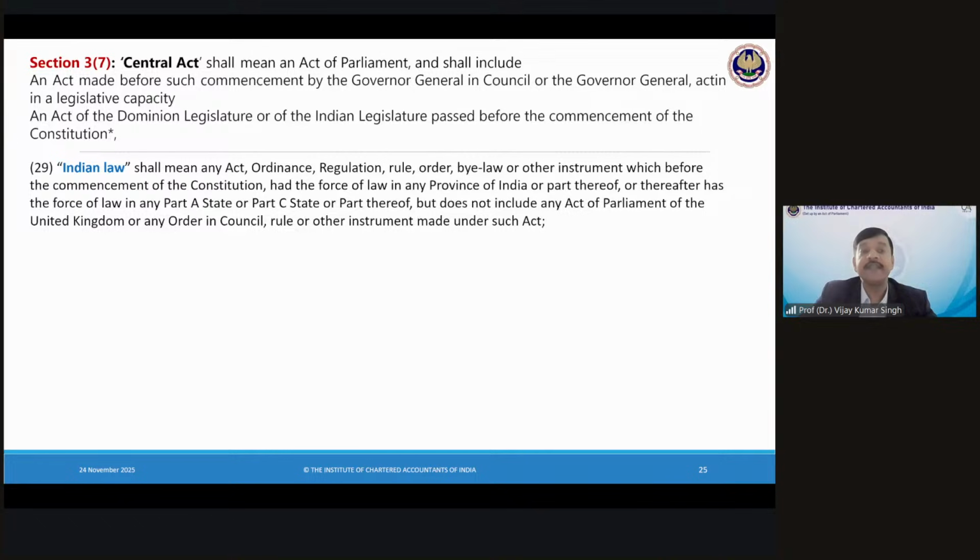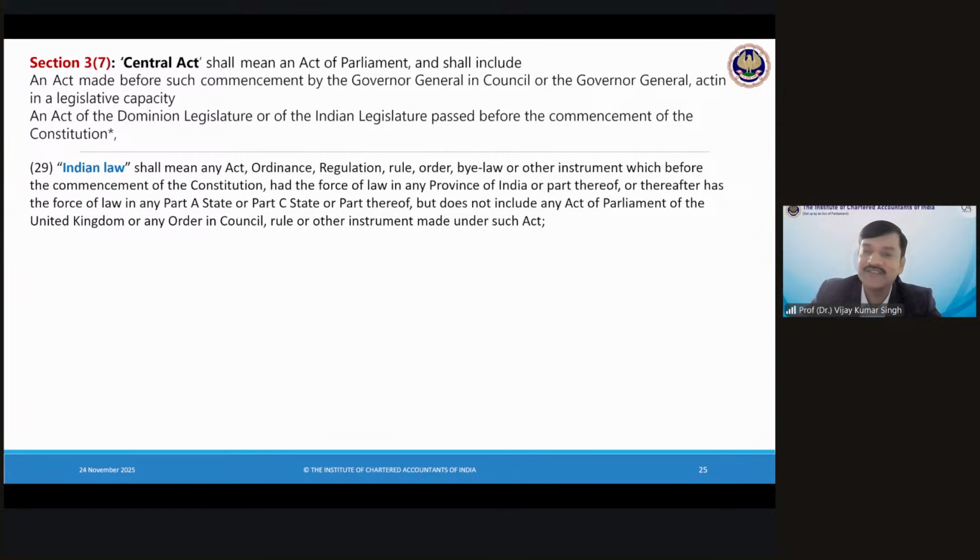Then there is a definition of Indian law. Subclause 29 defines Indian law, and it says shall mean any act, ordinance, regulation, rule, order, bylaw, or other instrument which before the commencement of the Constitution had the force of law in any province of India or part thereof, or thereafter has the force of law in any Part A, Part C state or part thereof, but does not include any act of Parliament of the United Kingdom or any other council. So you can see our definition, Article 13 of the Constitution of India, which I just referred to in my beginning. You can see that also utilizes the terms ordinances, regulation, rule, order, bylaw, notification.